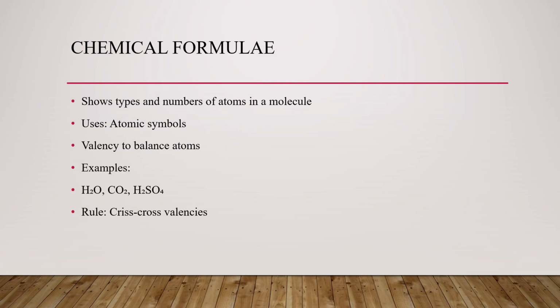Next is chemical formulae. A formula shows the types and number of atoms in a molecule. It uses atomic symbols and valency of atoms. Example, H2O for water molecule, CO2 is carbon dioxide, and H2SO4 is sulfuric acid. And the rule for the chemical formula is crisscross valencies.